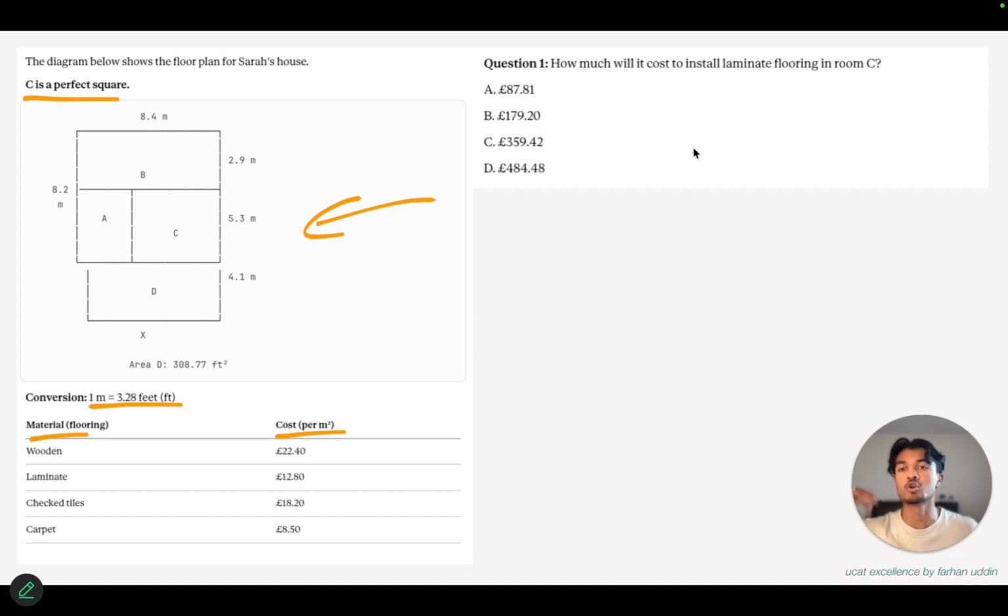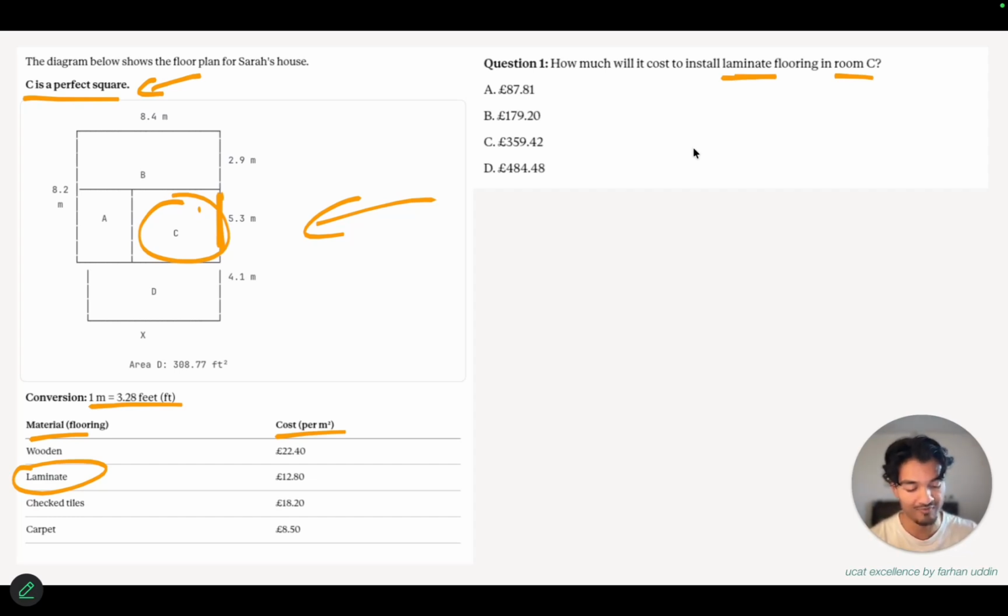Great. So now that I know what I'm looking at when I actually read the question, it's going to be easier. How much will it cost to install laminate flooring in room C? Now, so we have this height of room C, but we don't have the width, except we do because we know that C is a perfect square. Can't tell you the amount of times that people miss a piece of fine print like this just because they don't read what the question's telling them.